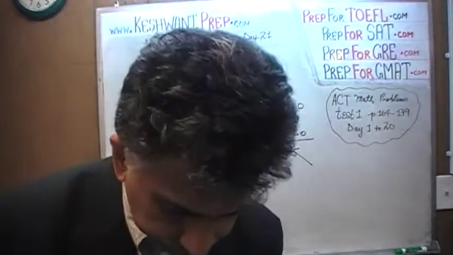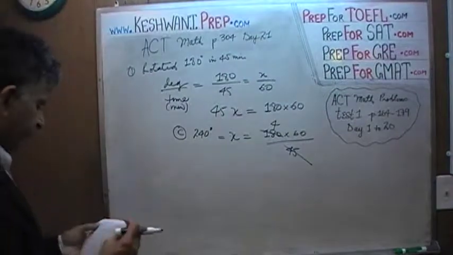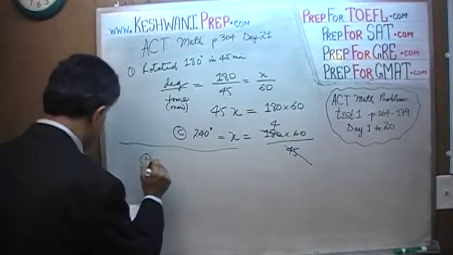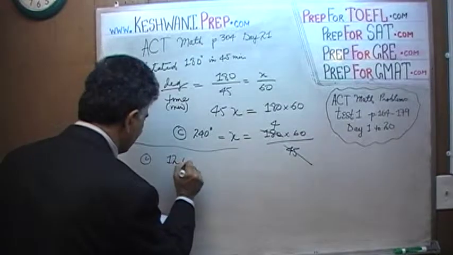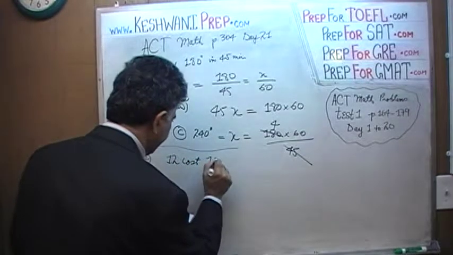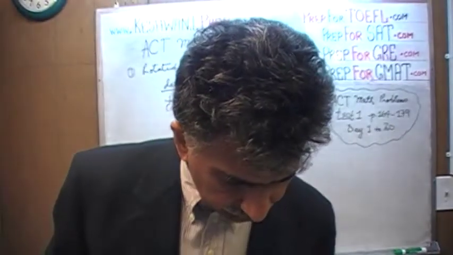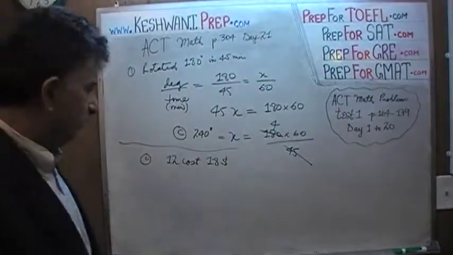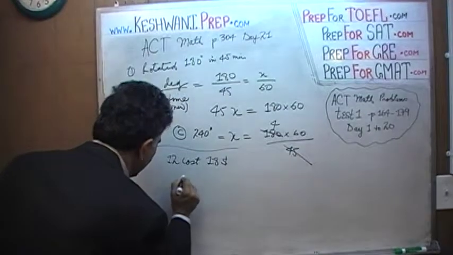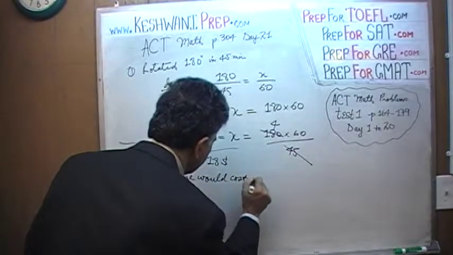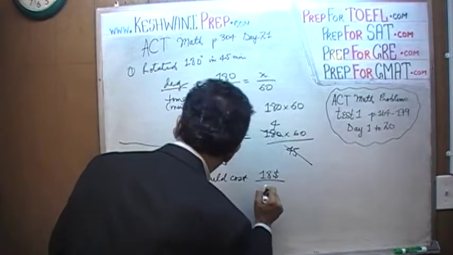Let's move on then. Problem number 2 says, 12 items cost $18. Question is, what's the cost of one item? Oh, for crying out loud, this is too simple. One would cost $18 over 12 items.